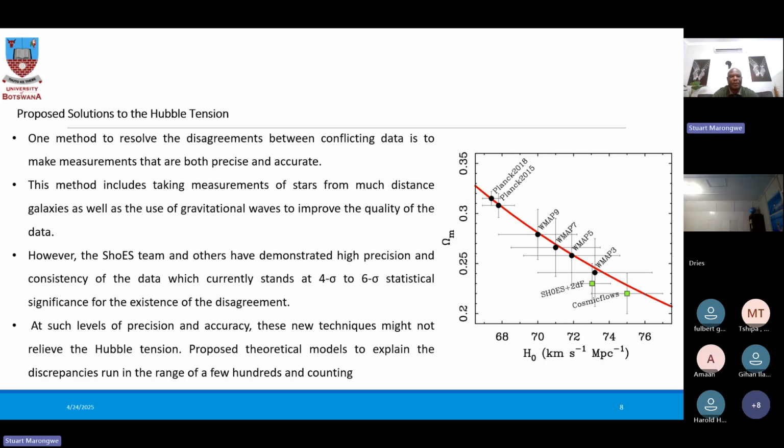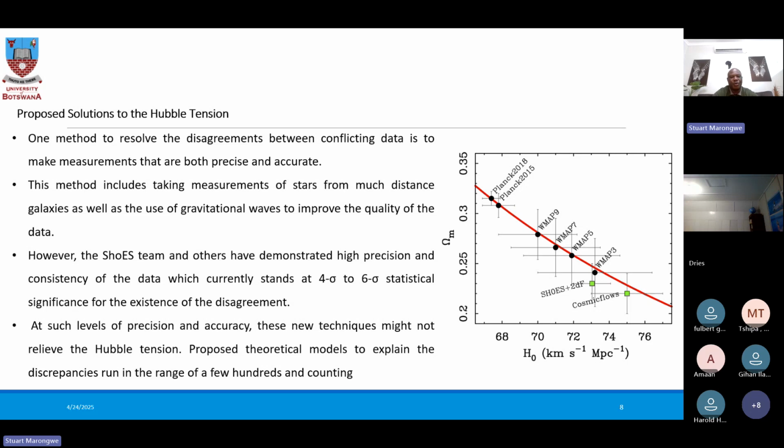Okay, so these are the proposed solutions to the Hubble tension. One method to resolve these disagreements between conflicting data is to make measurements that are both precise and accurate. These methods include taking measurements of stars from distant galaxies as well as gravitational waves to improve the quality of the data. So here they are trying to introduce multi-messenger astronomy to get precise distances of these galaxies, so that there's no conflict between early measurements and late time measurements of the Hubble constant.